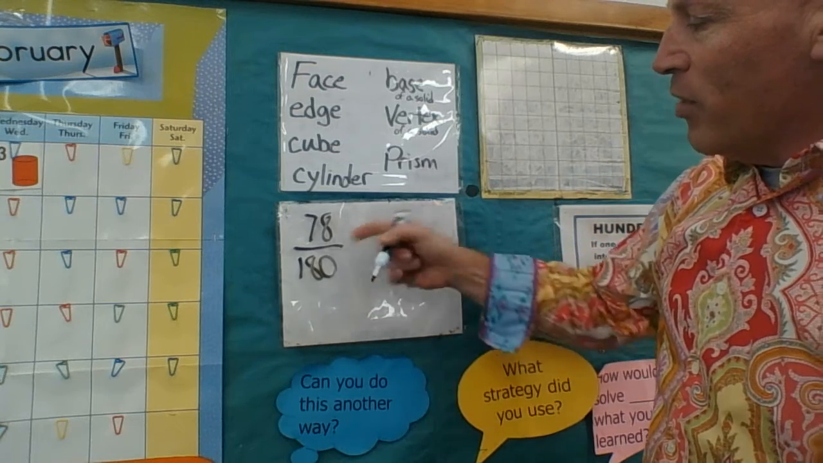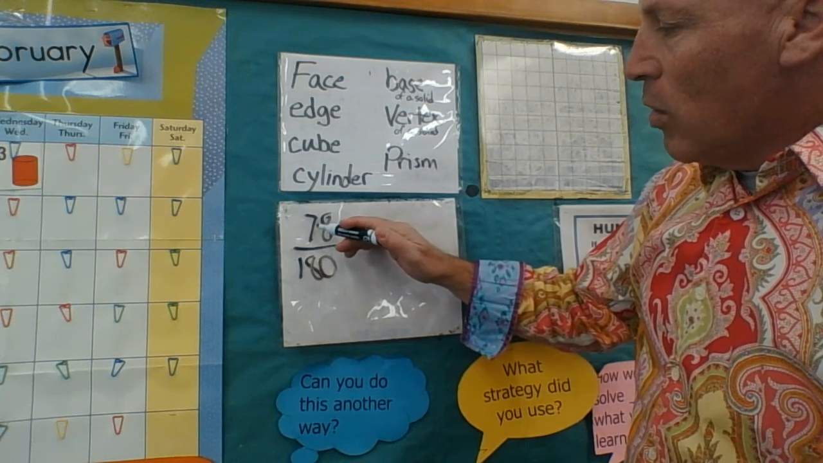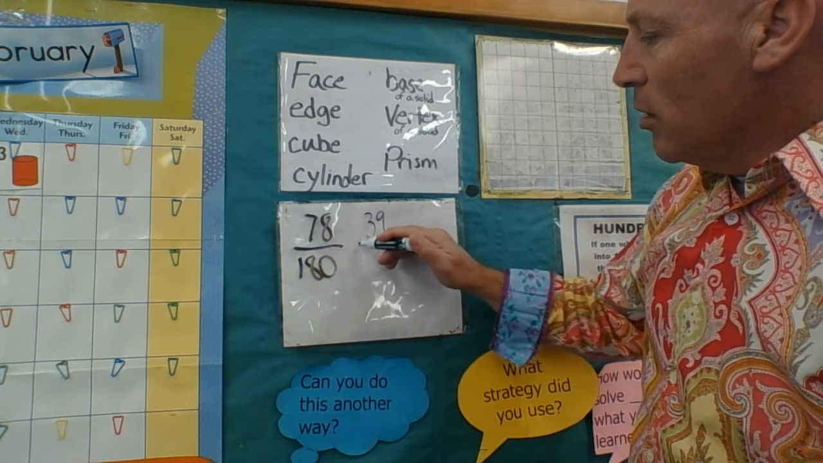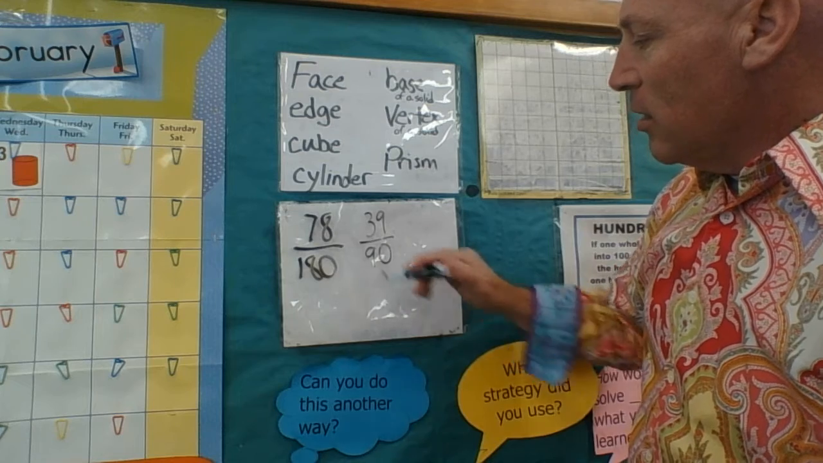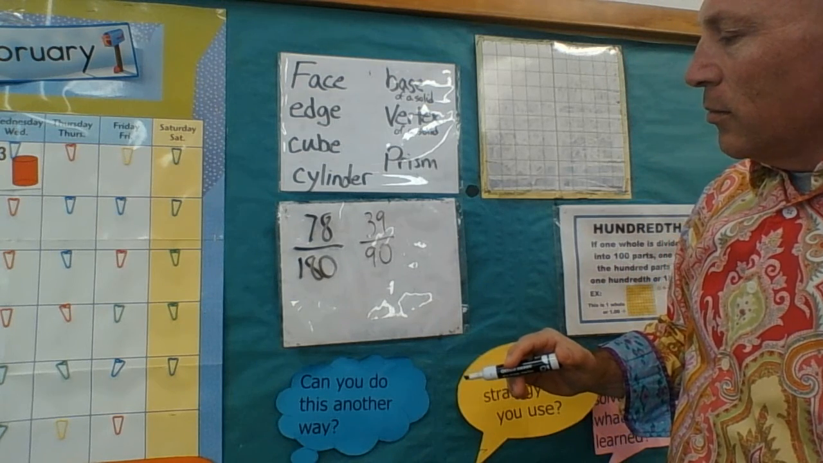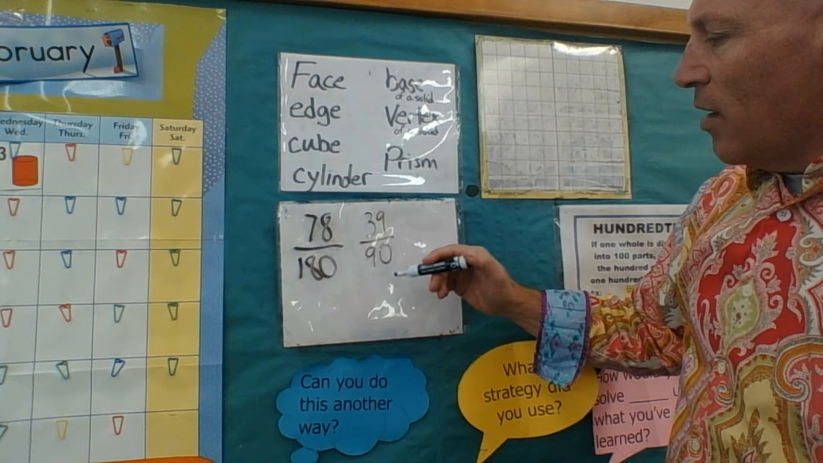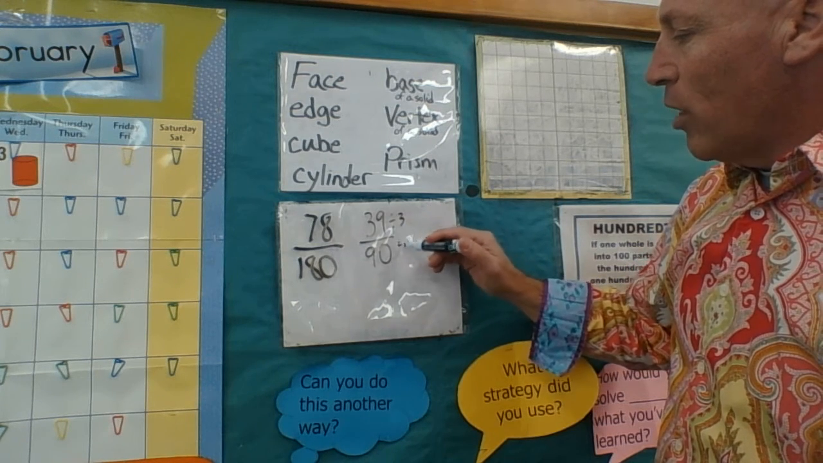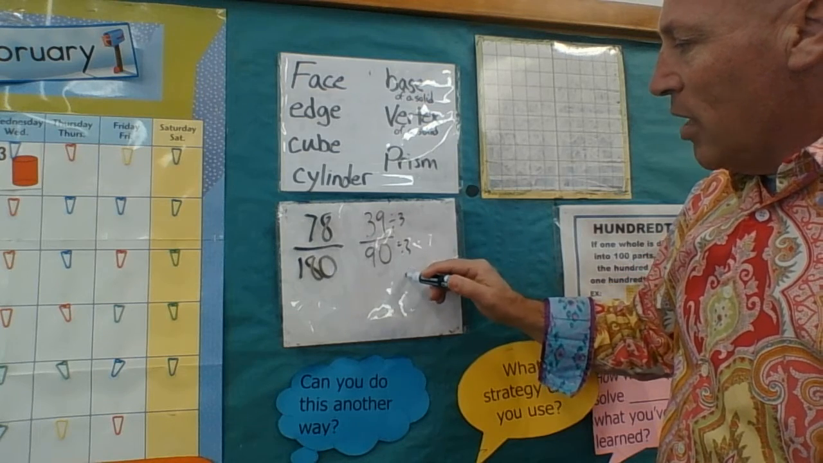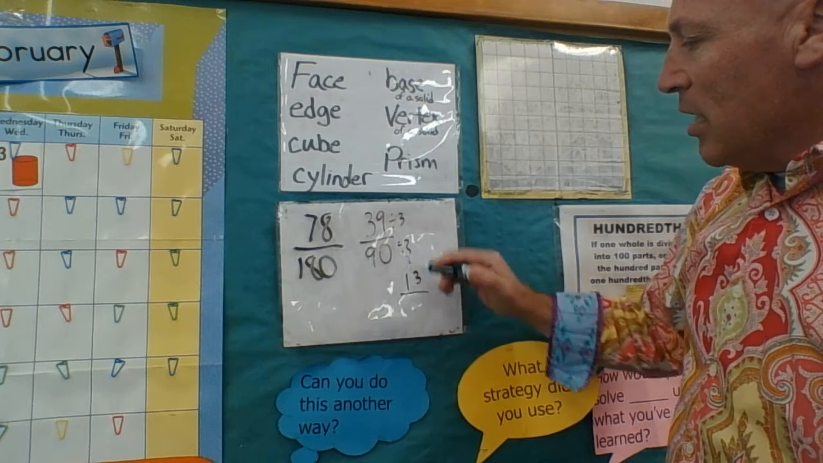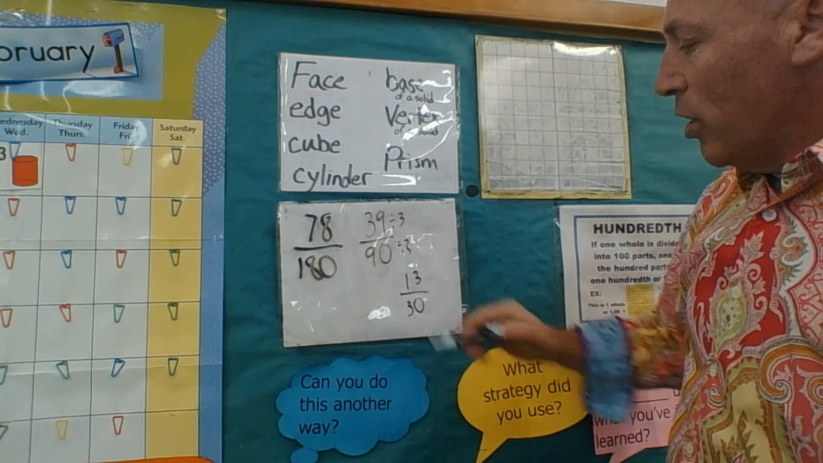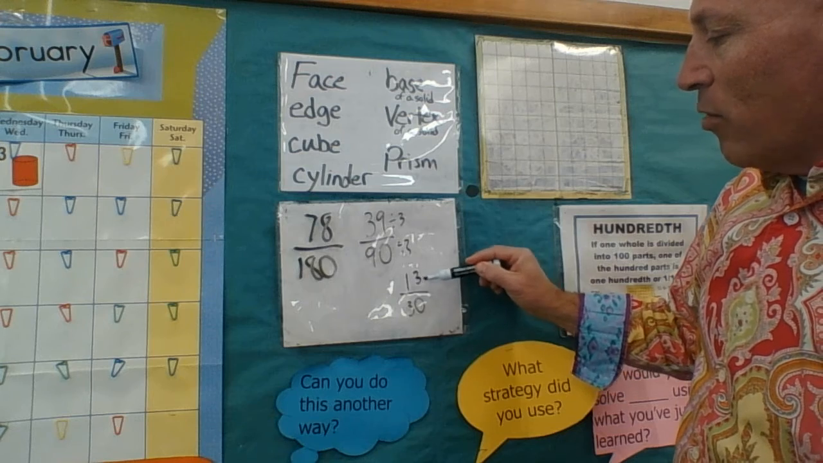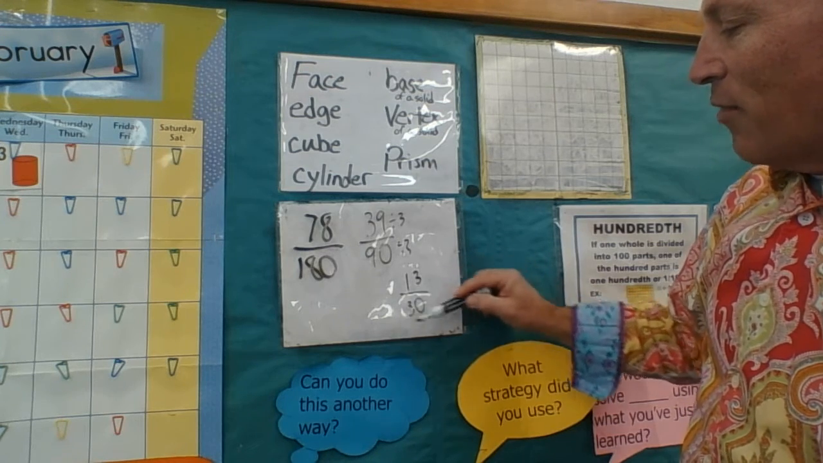Now I know they're both even, so what's half of 78? Well, half of 78 would be 39, wouldn't it? And this would be 90. Right? And can I still divide this? I think I can still divide these by 3. 39 divided by 3 is 13, and 90 divided by 3 is 30. And now I think I have it at its simplest terms because 13 is a prime number, and 13 is not a factor of 30.